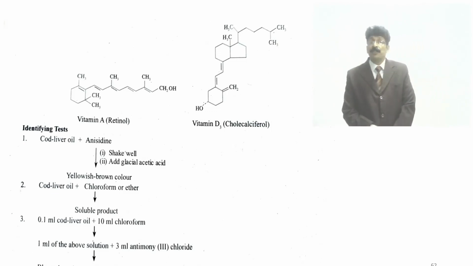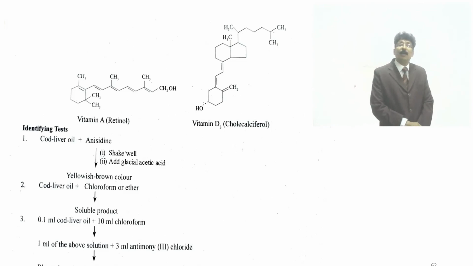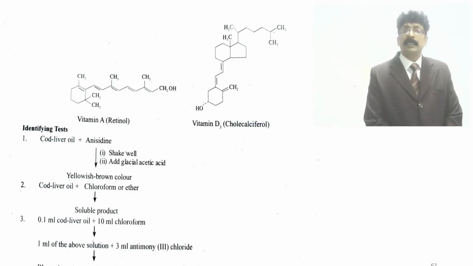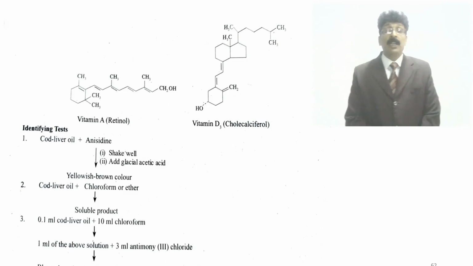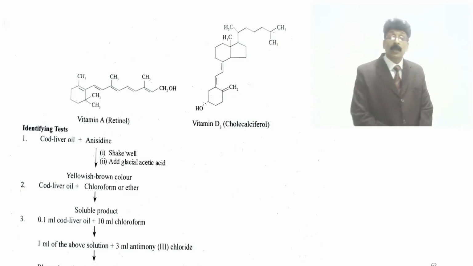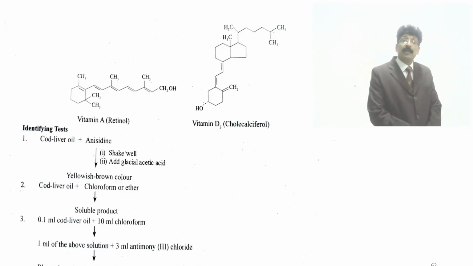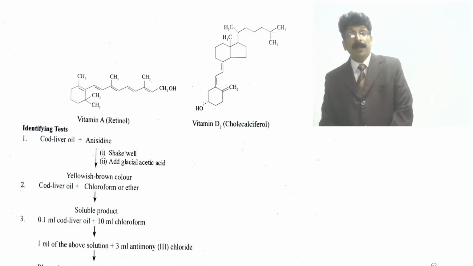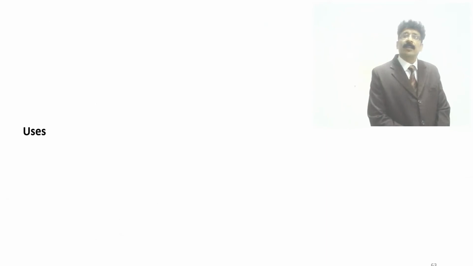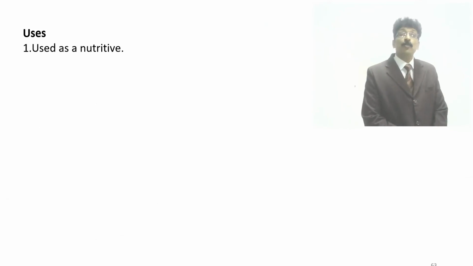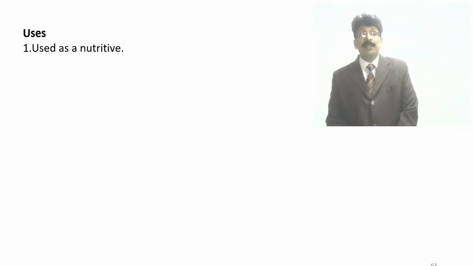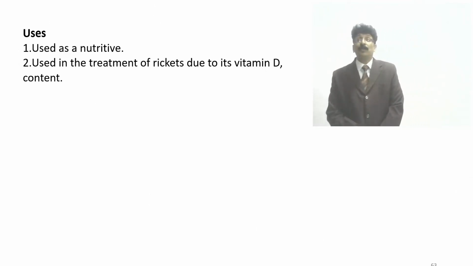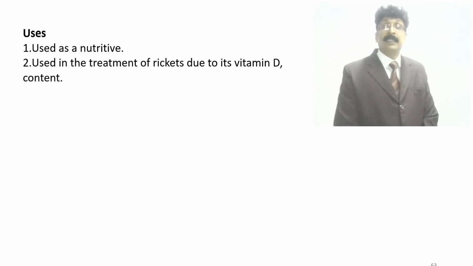So we should remember the reagents and how the test is performed. The third one: 1 ml of cod liver oil plus chloroform, and 1 ml of this solution is added to antimony trichloride. You will get a blue color developing immediately, which fades. Uses of cod liver oil: used as a nutritive, and used in treatment of rickets due to deficiency of vitamin D content.